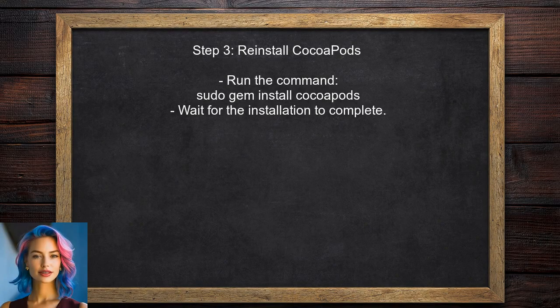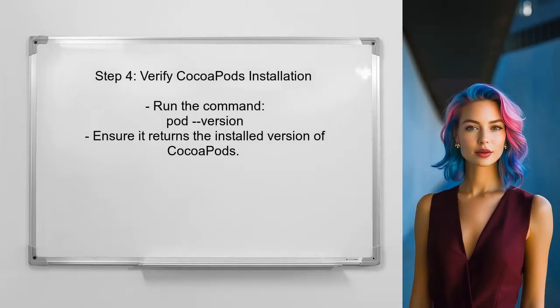After confirming the correct Ruby version, the user should reinstall CocoaPods to ensure it is linked to the right Ruby installation. This can be done using the gem command. Finally, the user should verify that CocoaPods is working correctly. This can be done by running a simple command to check the version of CocoaPods installed.